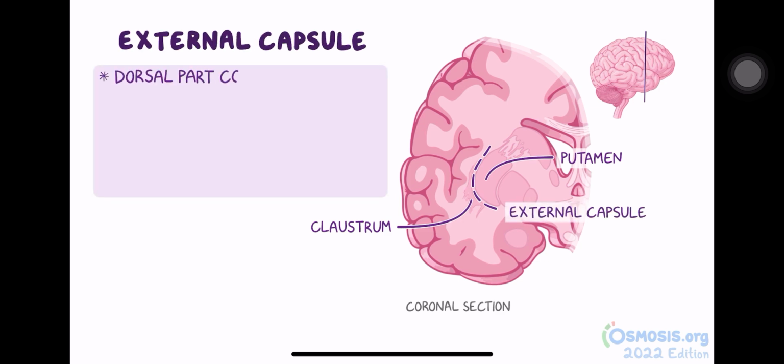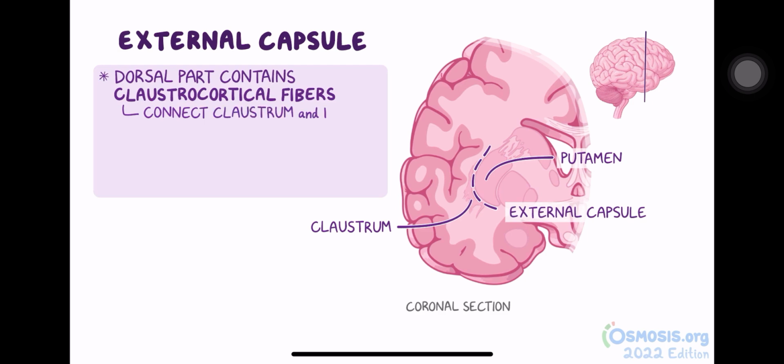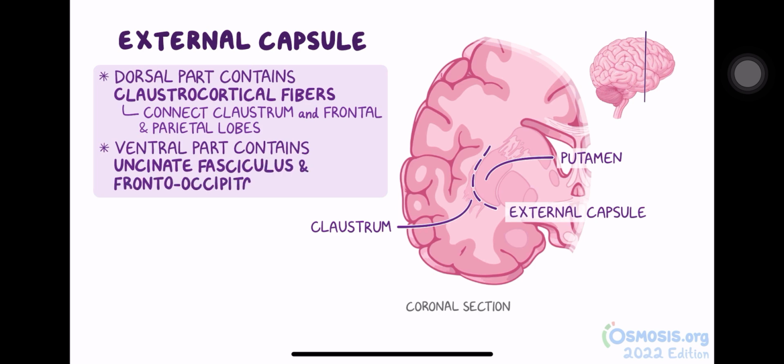Its dorsal part contains the claustrocortical fibers, which run between the claustrum and the frontal and parietal lobes, while the ventral part contains fibers of the uncinate fasciculus and fronto-occipital fasciculus that we previously discussed. Also, more laterally, the claustrum and the cortex of the insula are connected by the fibers of the extreme capsule.